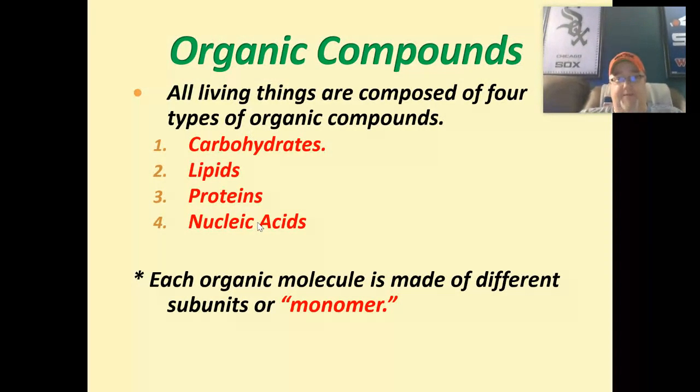Now, one of the things that you're going to have to know is that each one of these types of organic compounds is made up of a building block. We call it a monomer. A monomer is the subunit that makes up each one. For example, carbohydrates have their own subunit, lipids have their own subunit. Think of a brick house, right? The brick would be the subunit. So all 4 of these things are like different types of brick houses made of different types of bricks, and those monomers are the bricks. Okay, if that makes any sense to you.